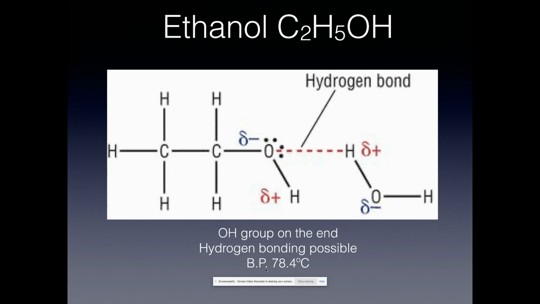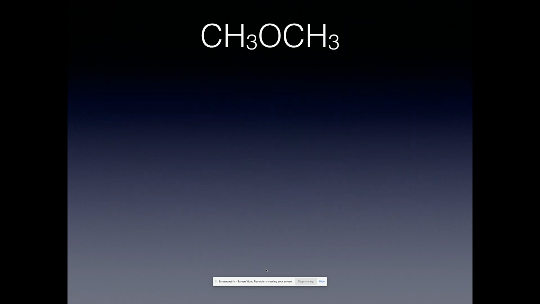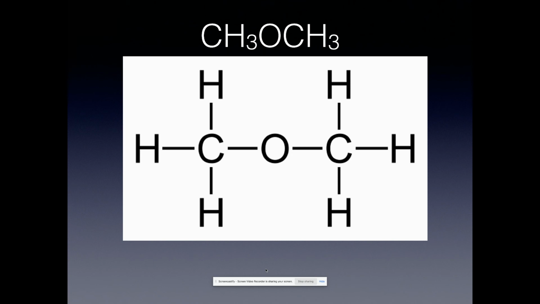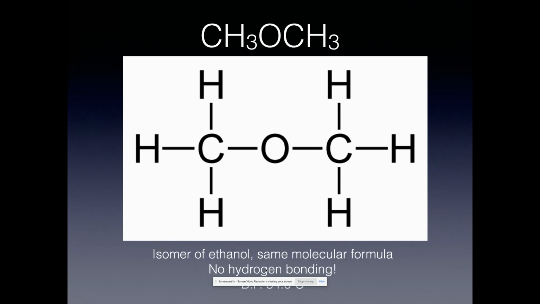Okay, now we're going to look at a structural isomer of ethanol, dimethyl ether. Exact same atoms, just put together in a different way. Now the big difference to notice here is that the oxygens are bonded to carbons. There is no hydrogen directly bonded to the oxygen. There is no possibility of hydrogen bonding. So because of that, you're going to end up with a much lower boiling point. Okay?